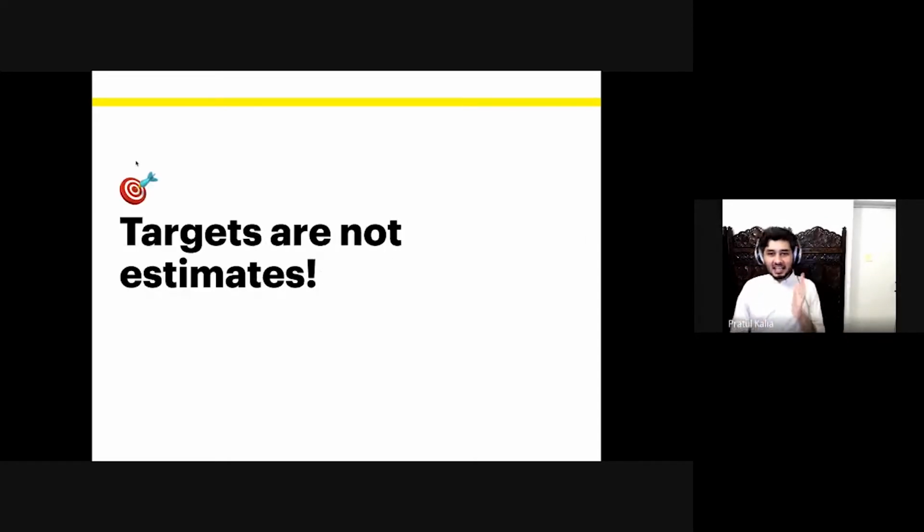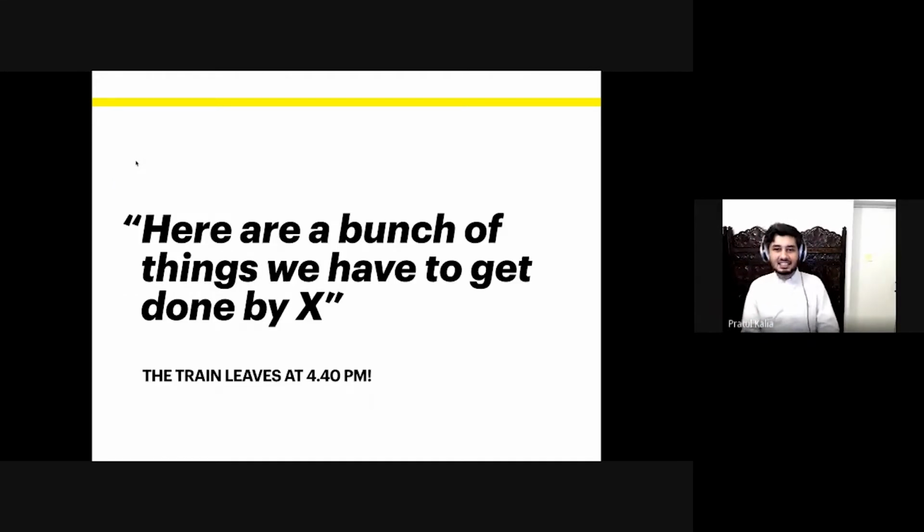What is not an estimate is a target, right? A lot of times, teams, management and engineers confuse targets and estimates. Sometimes when people are discussing a target, they think of it as an estimate. Or when management is actually looking for an estimate, engineers think of it as a target. So what is a target? A target is when you have a bunch of things that you have to get done by X, for example, a train that leaves at 4:40 p.m. This is a target because you will not be successful if you do not meet the timeline. If you don't reach the railway station by 4:40 p.m., you're not going to take the train and you are unsuccessful in your attempt.